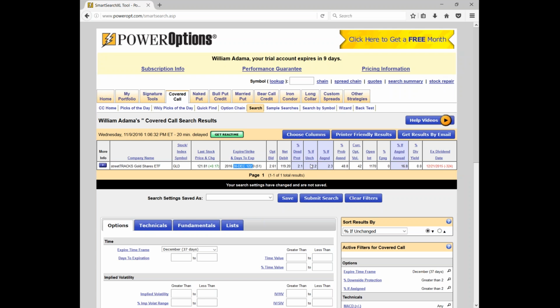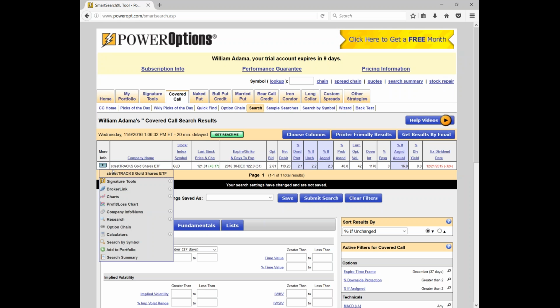But you might be saying, well, maybe I want to be in the money. Where's the 121 strike? Well, it's not here because it probably is not giving you a 2% if assigned. It's probably at 1.7, 1.8. How would I check that? Very easily. Just click the More Information button, go to the option chain.